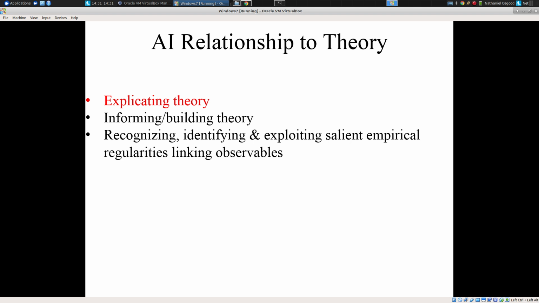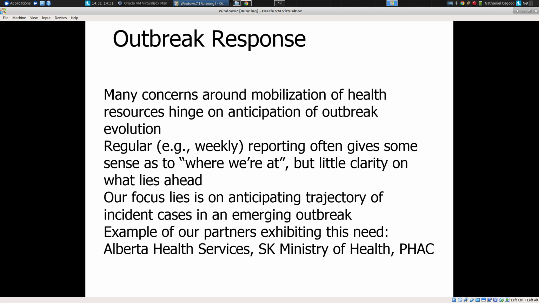Sometimes people talk about machine learning and AI's relationship to theory. The study I'll be talking about now helps explicate theory. It helps better understand the consequences of theory. And this is focused on outbreak response. Some of you saw the poster associated with that. So I'll go through this very quickly.